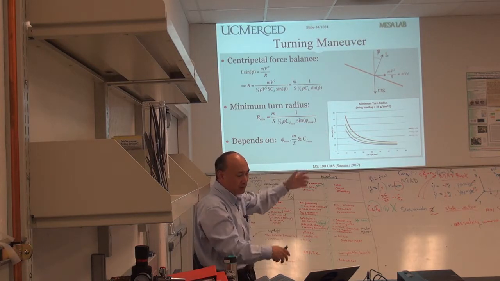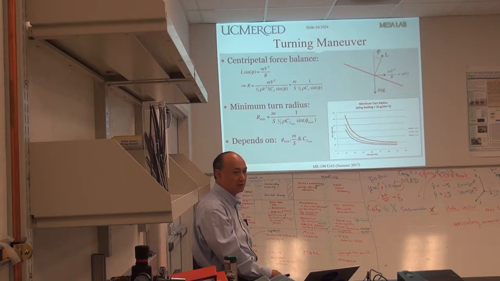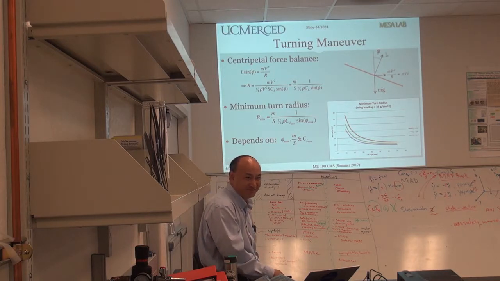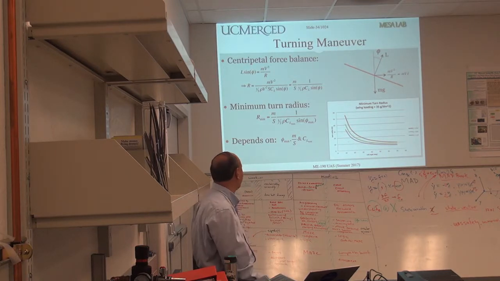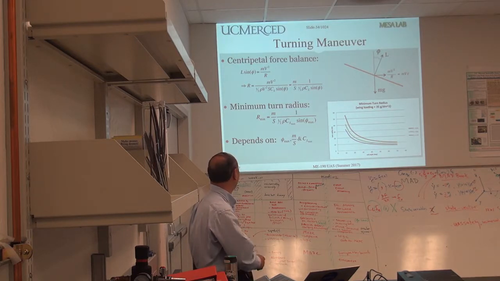The bank is important so that you can turn. But why? Mathematically we can explain now. This is simply a centripetal force balance. So you have lift times sine phi, and it's mv squared divided by r, like this.